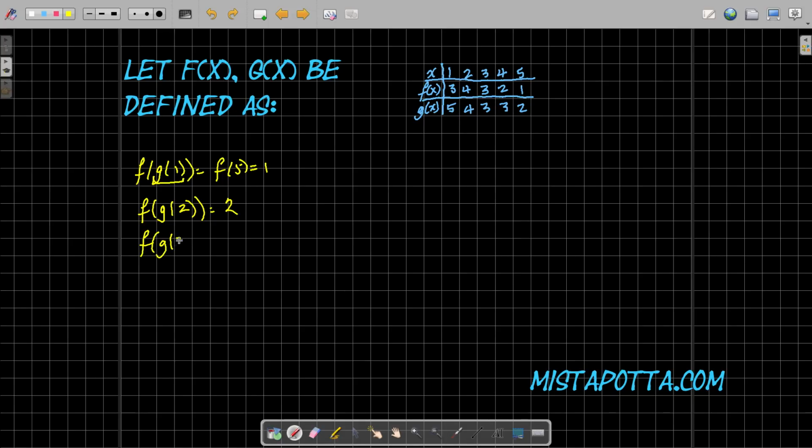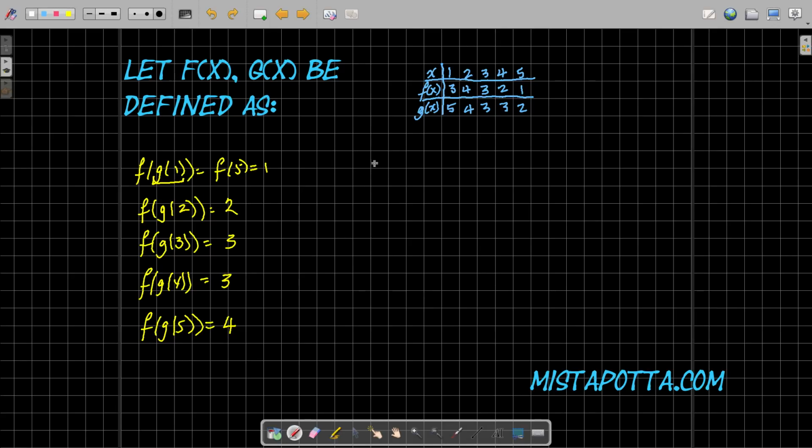F of g of 3, well, g of 3 is 3, substituting a 3 gives me 3. F of g of 4, well, I'm going to substitute a 4 in here, which gives me a 3, and f of 3 is 3. And I can do f of g of 5, and substituting a 5 in here gives me a 2. Substituting a 2 in here gives me a 4. So I end up with this functional definition for f of g of x.